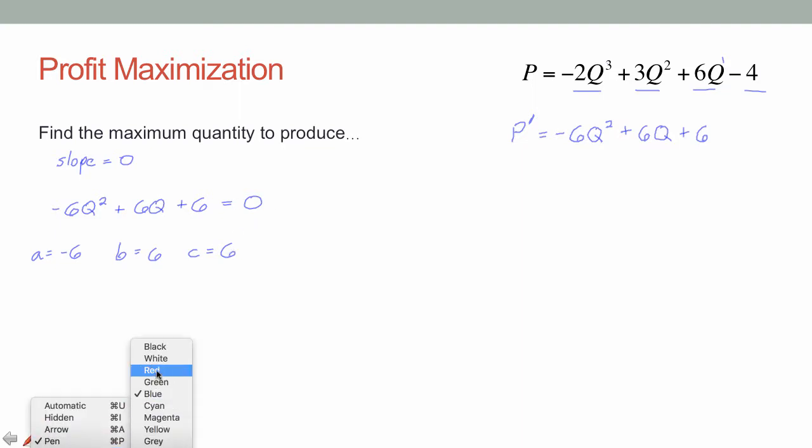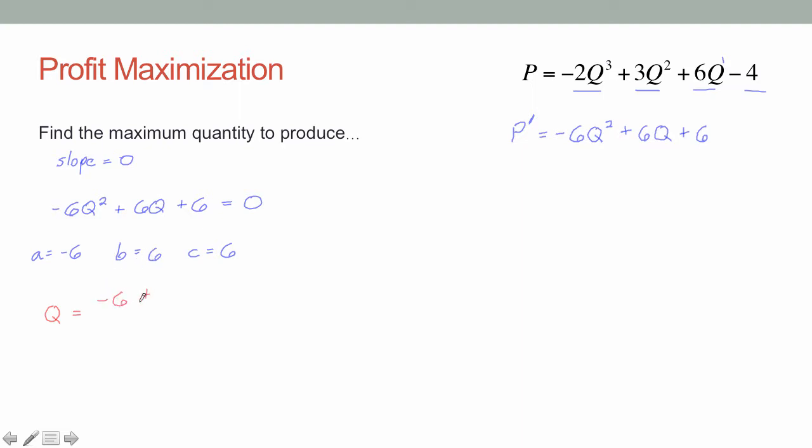So let me switch colors here. The quadratic formula will give me the quantity to produce. It's going to solve for q is equal to negative B, so I need to have negative 6, plus or minus the square root of B squared, so that's 6 squared, minus 4 times A, A is negative 6, times C, which is also positive 6. And this whole thing is divided by 2 times A, or 2 times negative 6.